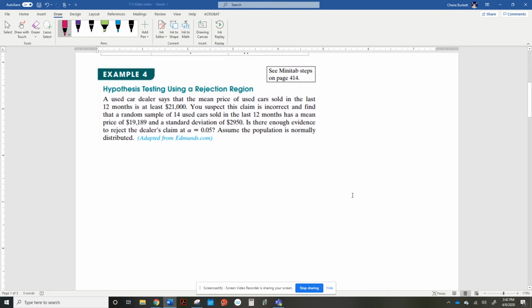I'm going to be using the table and probably StatCrunch. I'll do a separate video that will show the calculators.